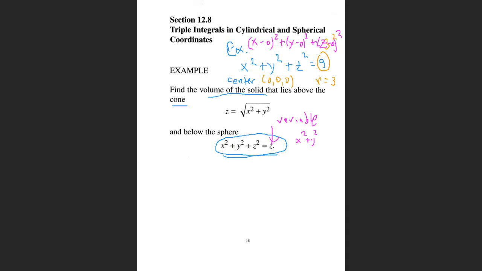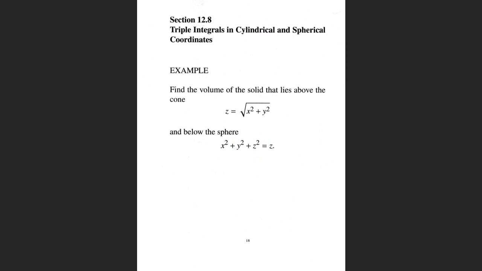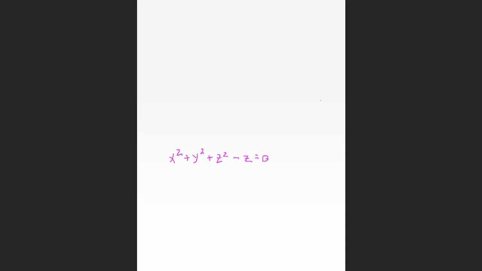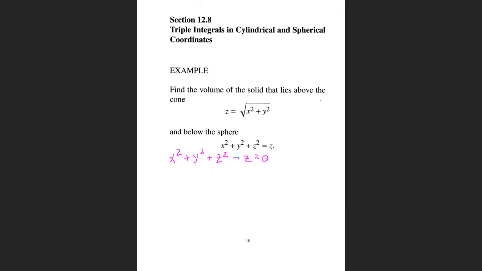Let me just clear this here, one moment. You can think of this sphere as x squared plus y squared plus z squared minus z equals 0. And so that is not a sphere centered at the origin. It can't be because of the minus z. So this is a sphere that's not centered at the origin, and of course, it would be helpful to understand where the sphere is centered.